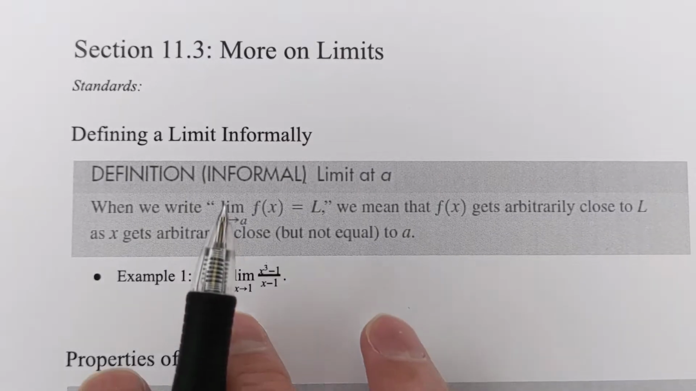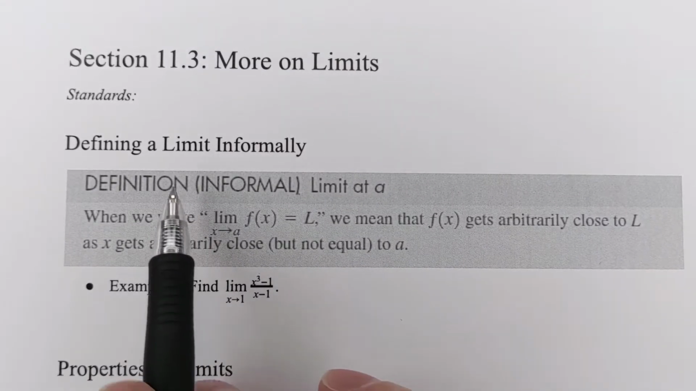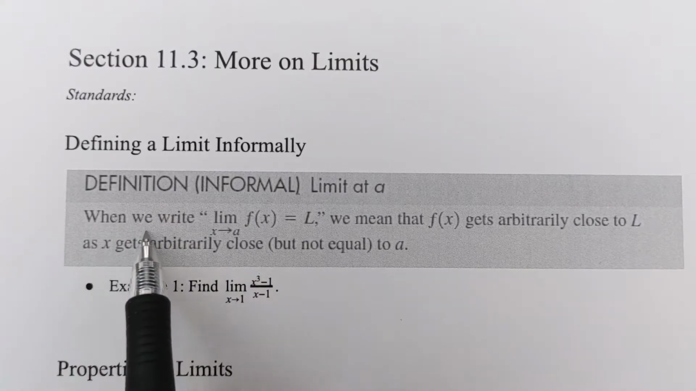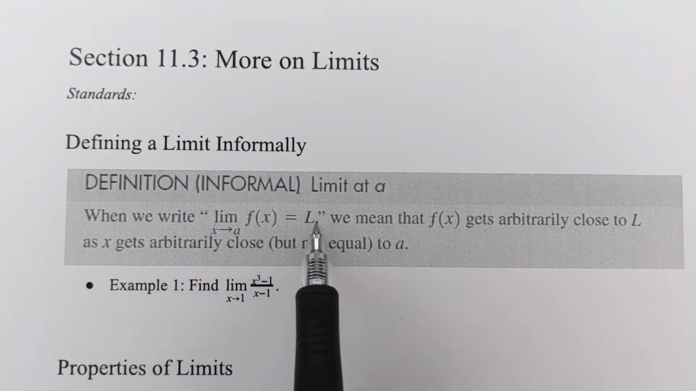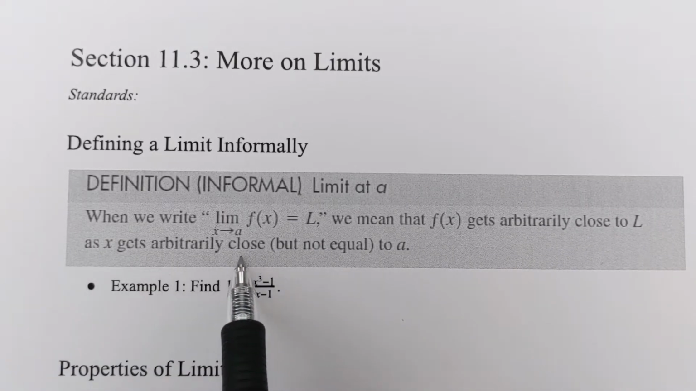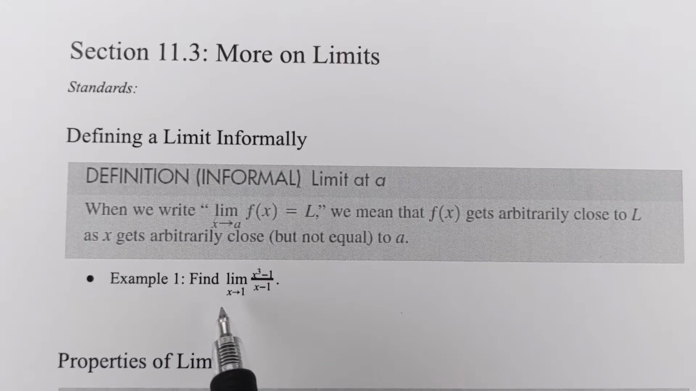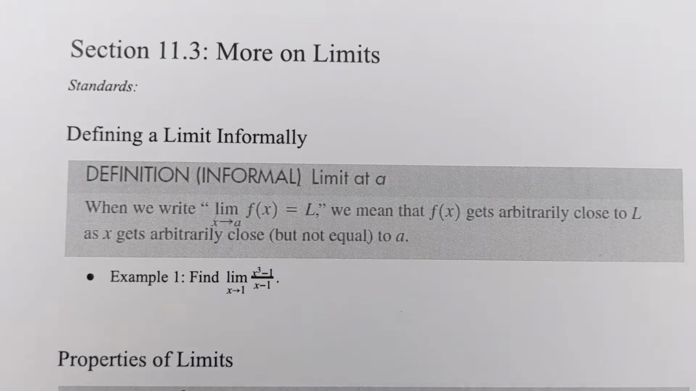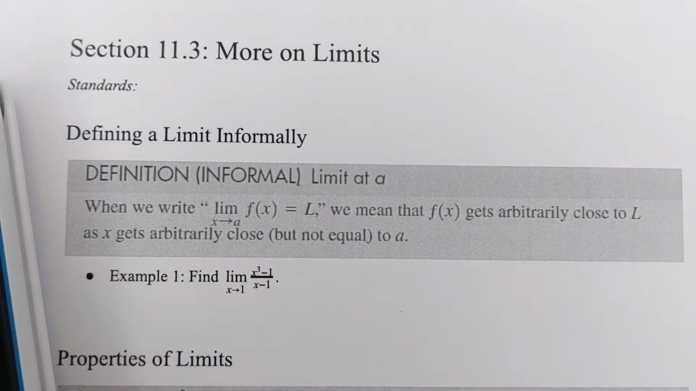All right, here are the notes for section 11.3, more on limits. So define the limit informally. When we write the limit as x approaches a of f of x equals L, we mean that f of x gets arbitrarily close to L as x gets arbitrarily close, but not equal to a. So here, find the limit as x approaches 1 of x cubed minus 1 over x minus 1.